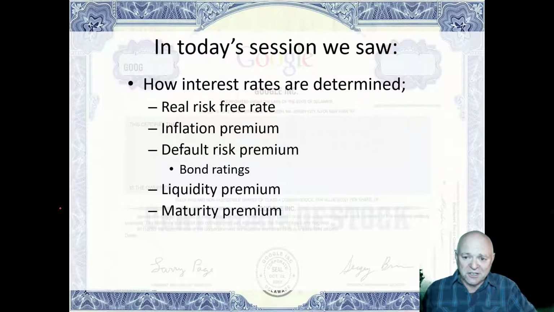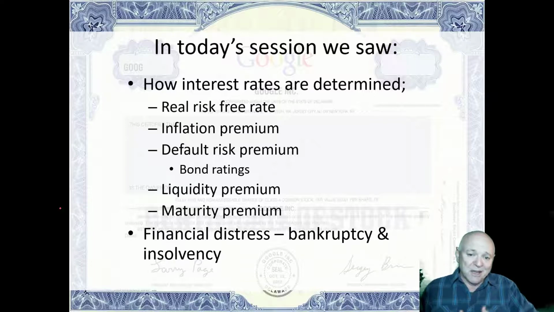In today's session, we saw how interest rates are determined. Essentially, we start off with the real risk-free rate. We discussed things like inflation premium, default risk premium. We looked at how the bond rating process works, and we'll discuss that more in class. We talked a little bit about liquidity premium and the maturity premium. We also finished up by talking a little bit about the downside, the true downside, financial insolvency and bankruptcy.